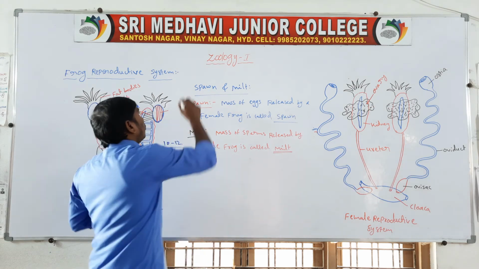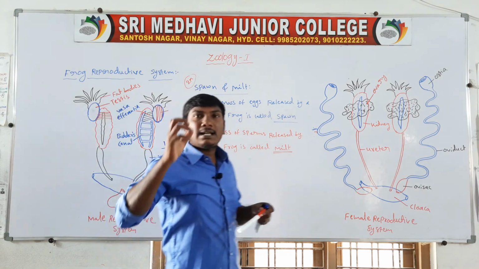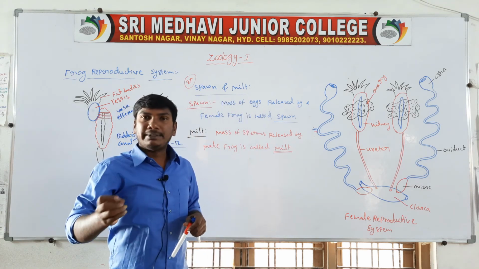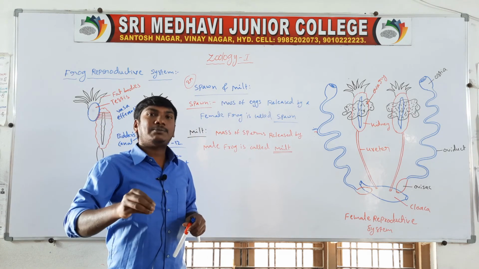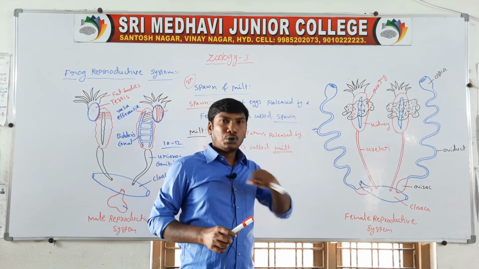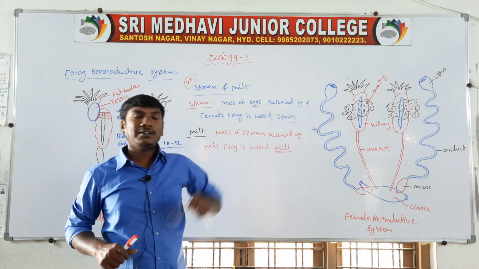So these are 2 marks, very important questions. Spawn and molt. Spawn means the mass of eggs released by the female frog. Next one, molt. Molt means the mass of sperms released by the male frog. 2 marks, very important. Mesovarium and mesoarchium, spawn and molt.